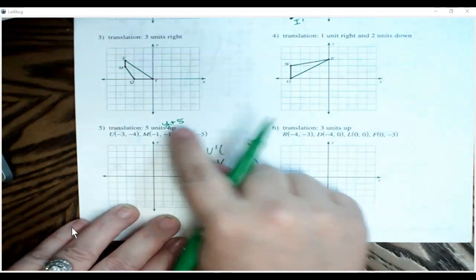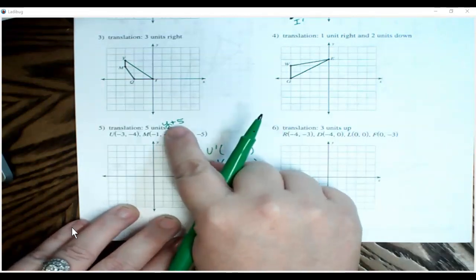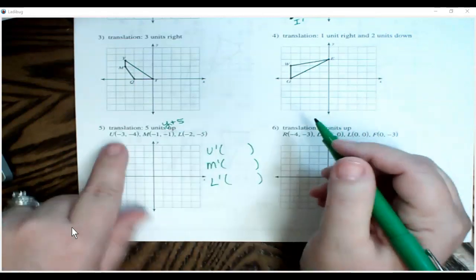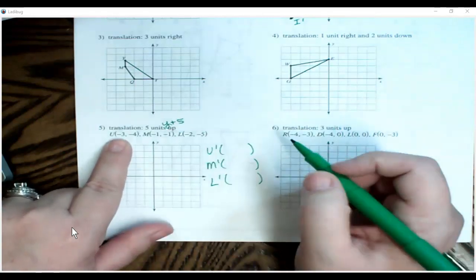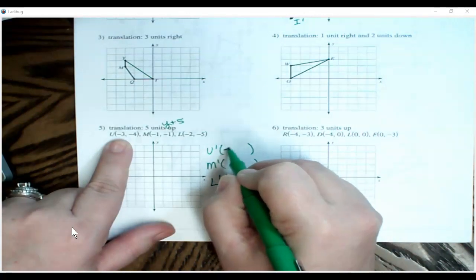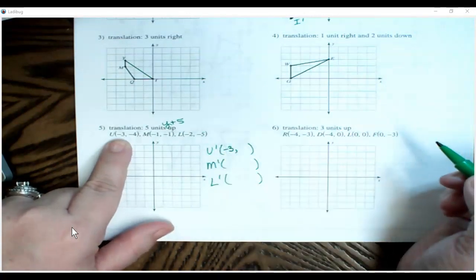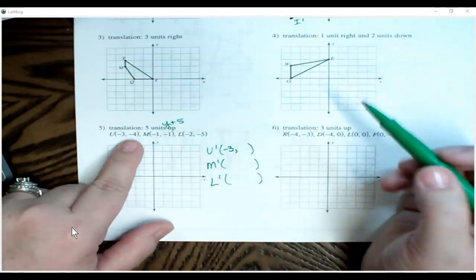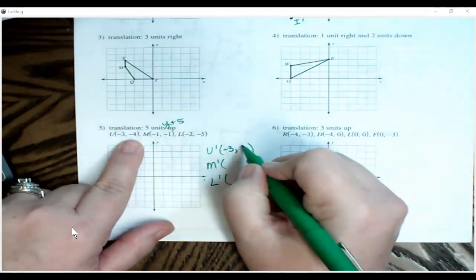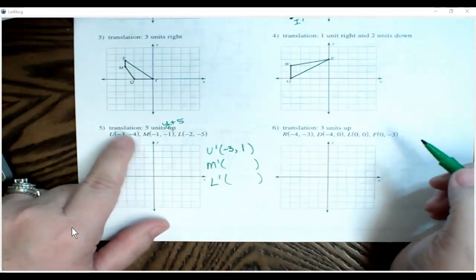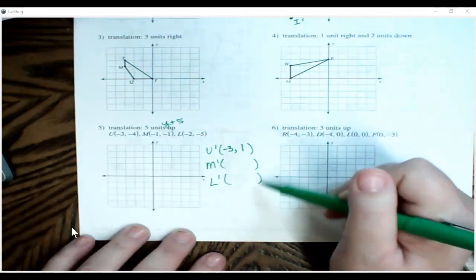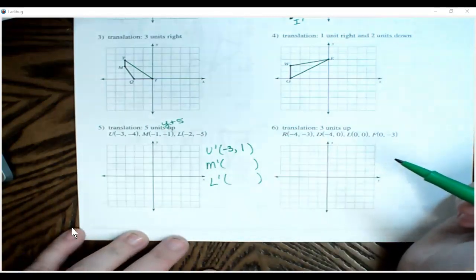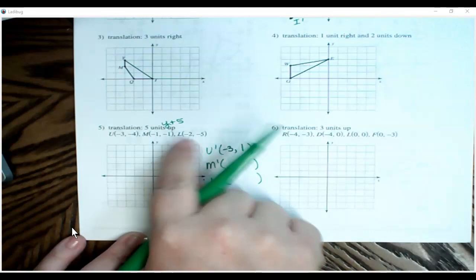So if we were mathematically going to find our new prime points, we don't have any directions for the X value, so my X value is going to stay the same. So U prime is still going to be -3 for my X coordinate. But for my Y coordinate I have to add 5. So -4 plus 5 gives me +1. So you could do that mathematically to figure out all 3 new prime points. That's one strategy. The other strategy you could use is to graph these points first.